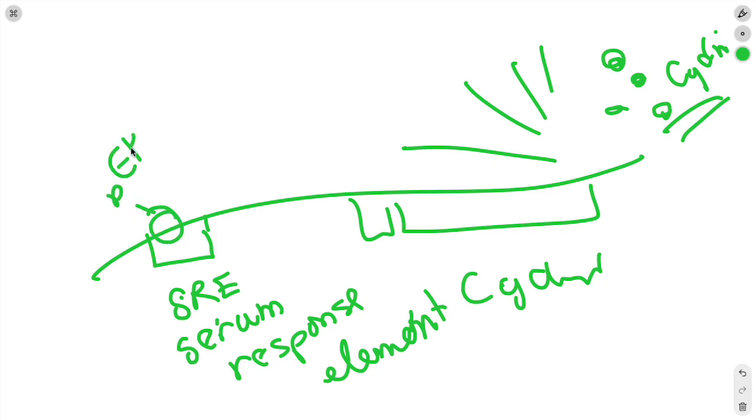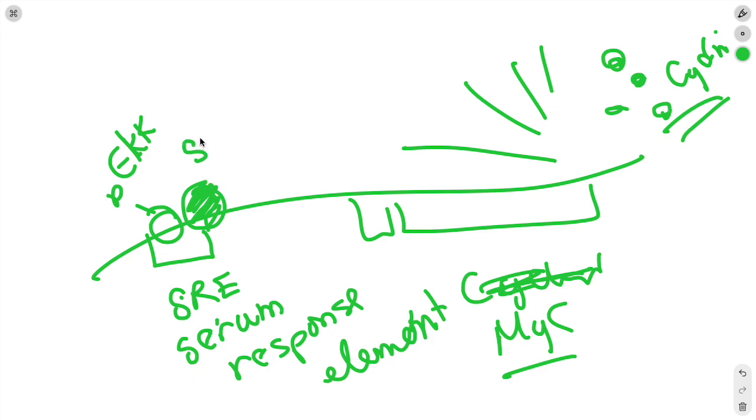So that's ELK. And now we're going to learn there's another transcription factor that binds to the same enhancer and is also helping. Is this the MYC gene or the cyclin? Oh, you're right. It's MYC that we're focused on. Yes, thank you. So this transcription factor is called SRF, and it's called serum response factor.